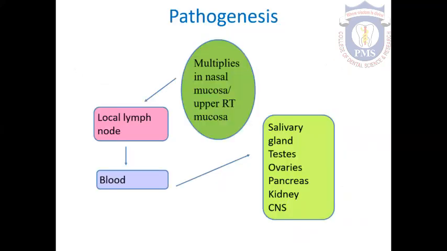Pathogenesis: primary replication occurs in the nasal mucosa or upper respiratory mucosa, infects mononuclear cells and regional lymph nodes, spills over to the bloodstream resulting in viremia and finally dissemination. Target sites: mumps virus has a special affinity for glandular epithelium. The classic sites include salivary gland, testis, pancreas, ovaries, mammary glands, and central nervous system.